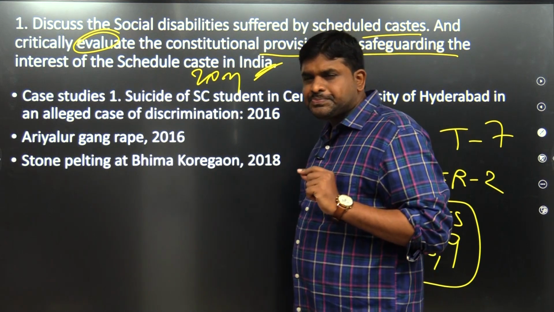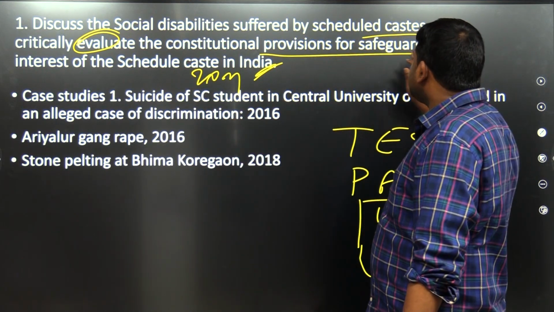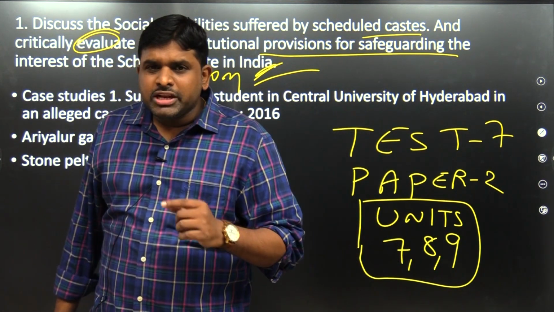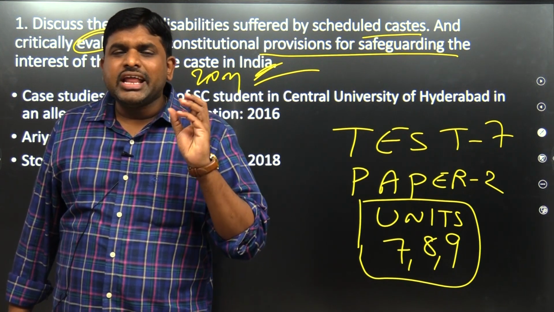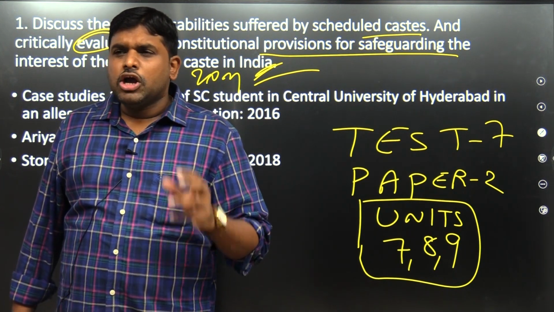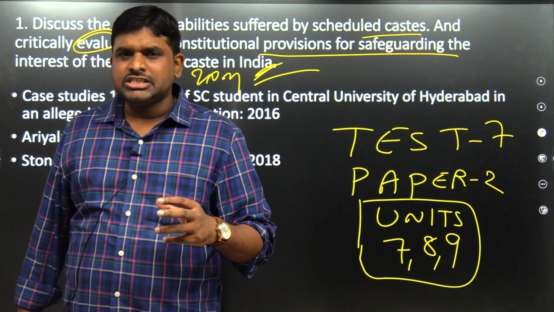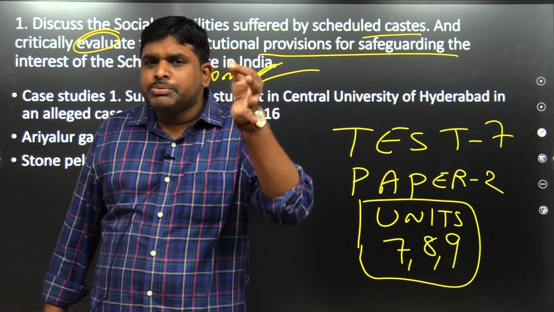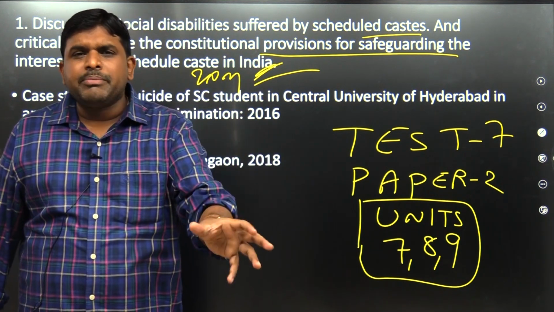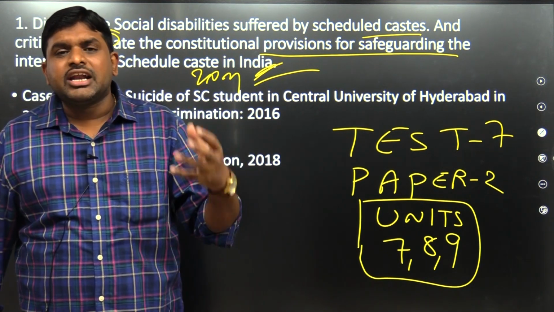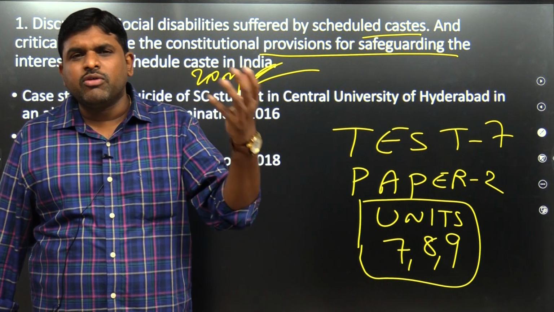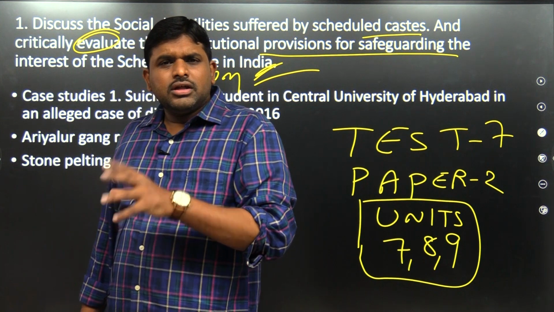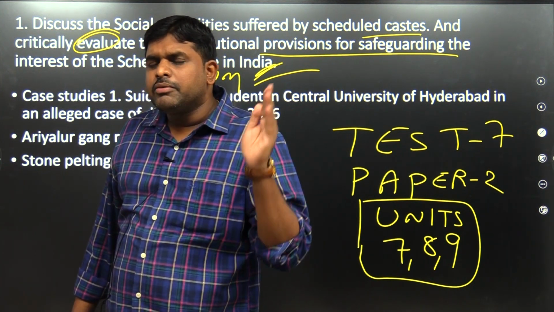But the question is to critically evaluate the constitutional provisions for safeguarding the interests of scheduled castes in India. Then you have to mention the constitutional provisions like developmental provisions, protective measures and welfare measures for scheduled castes. These are the developmental provisions like reservations under Article 16, no discrimination under Article 15, right to equality under Article 14, and abolition of untouchability under Article 17. You have to mention these with respect to developmental provisions and protective measures.